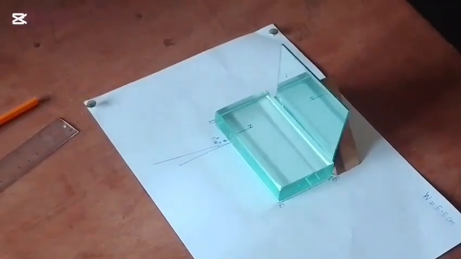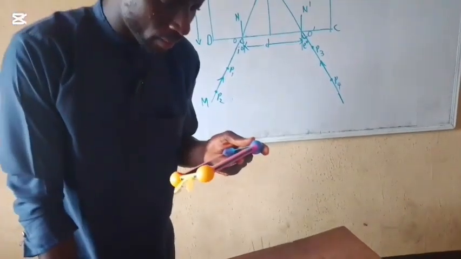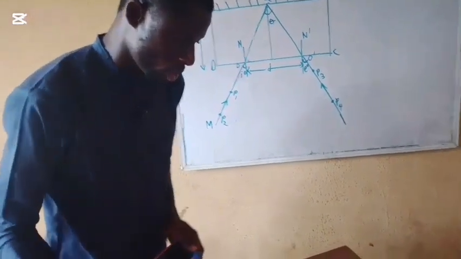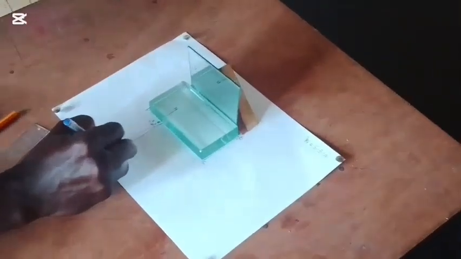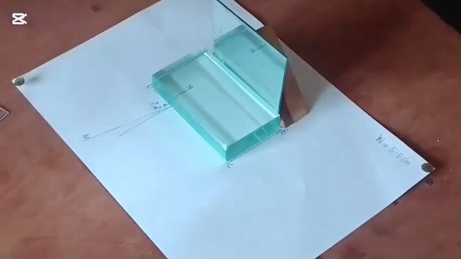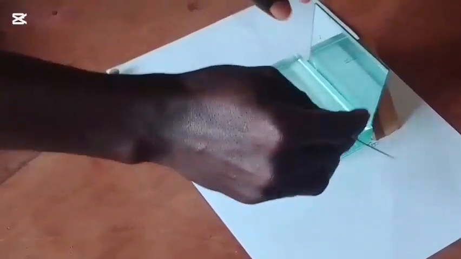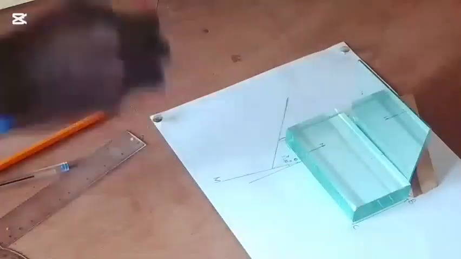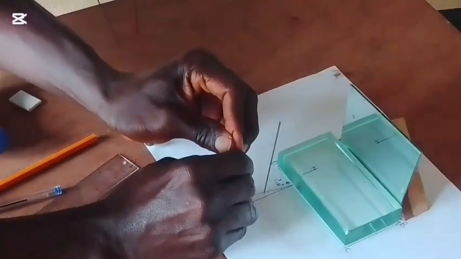The next instruction says that we stick two pins, P1 and P2, on the line MO. This is our line MO. We have our M here. We have to station our two optical pins. Let's station our two optical pins on line MO.